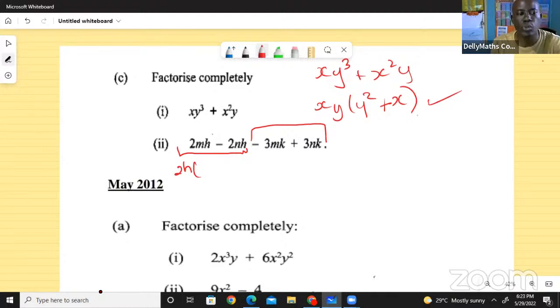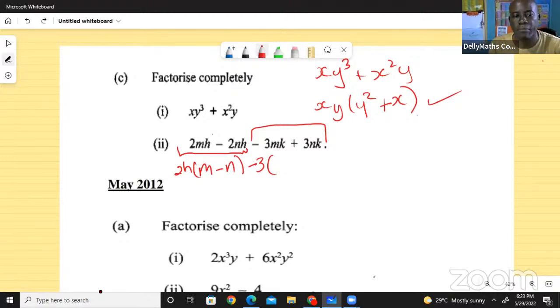So 2h into 2mh, we're left with m, and 2h into negative 2nh, we're left with negative n. Then we're going to take out negative 3. Why am I taking out negative 3? Because I definitely want to ensure that I'll get back a positive m to match back with that. Because if I don't match my second bracket with the first bracket, then it's not going to work.